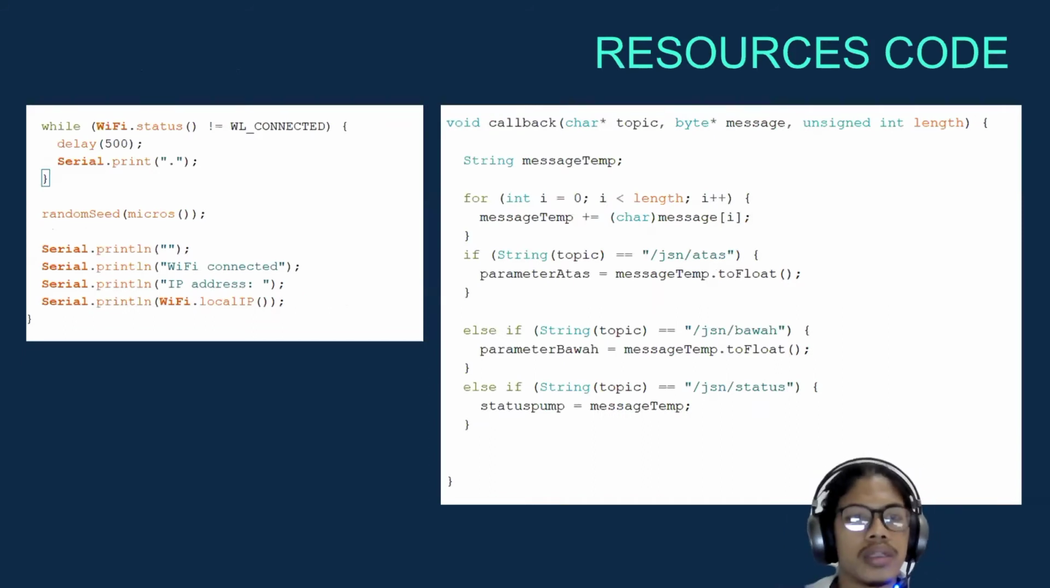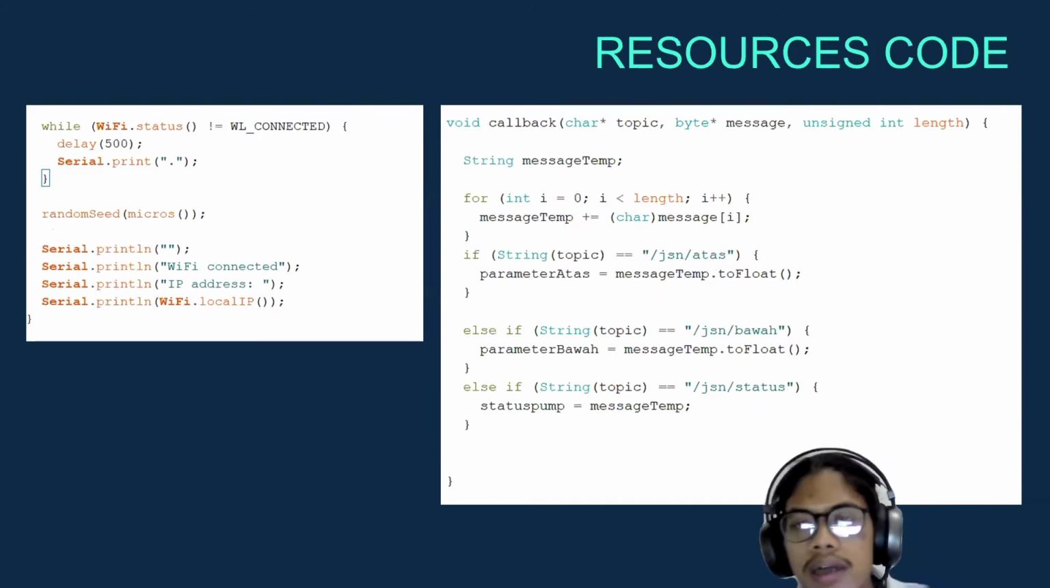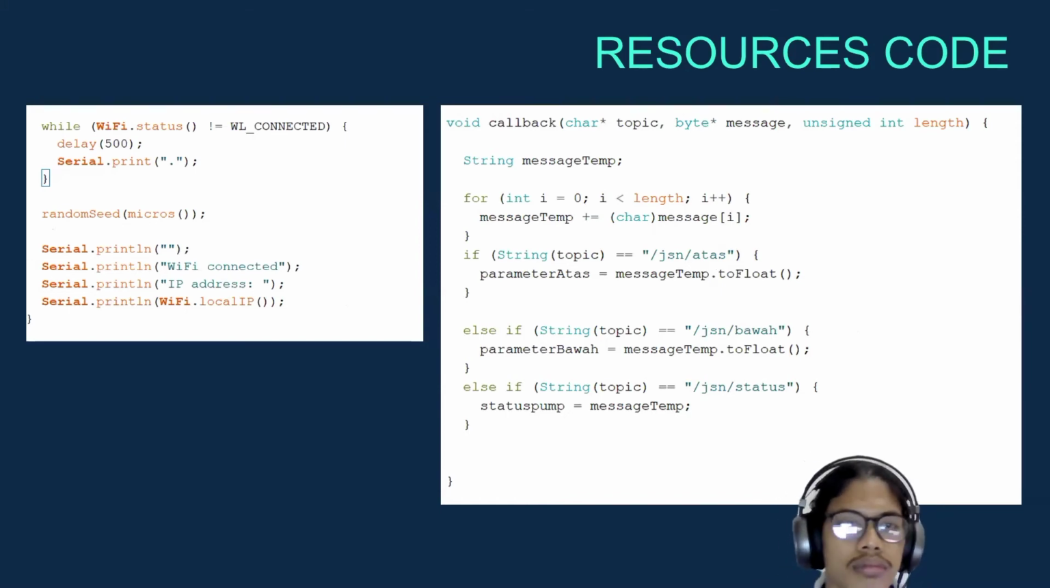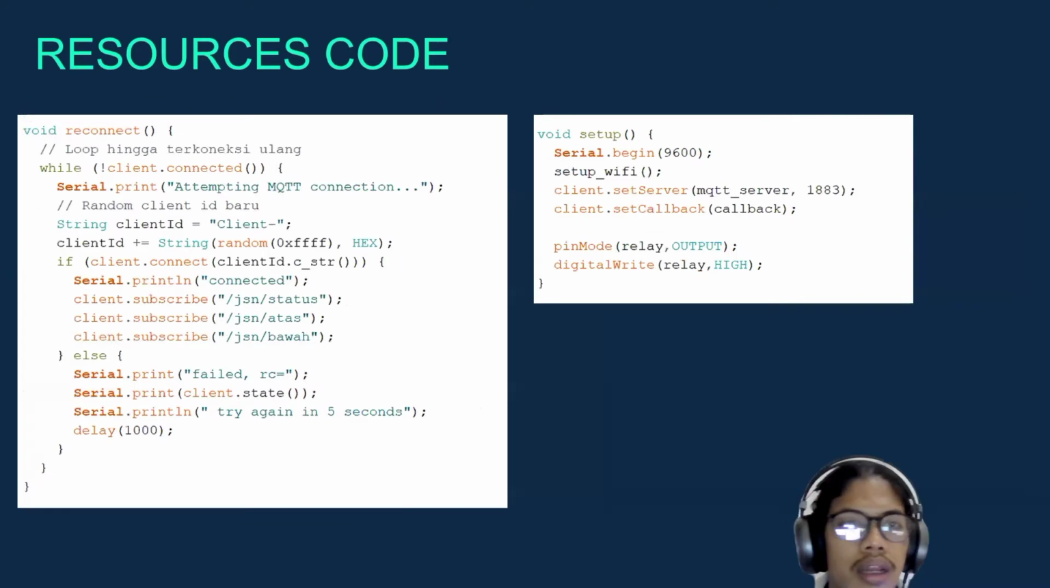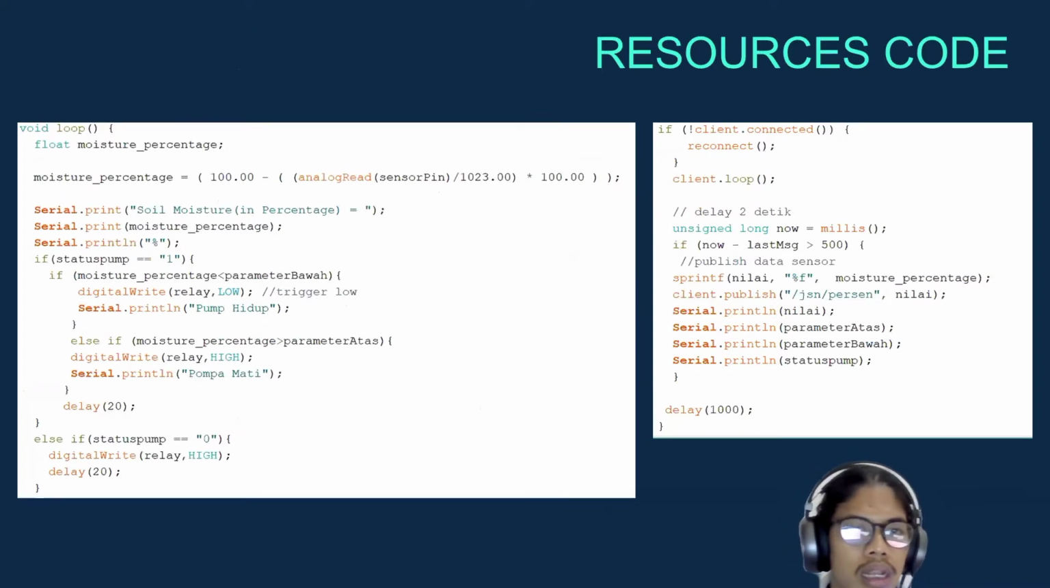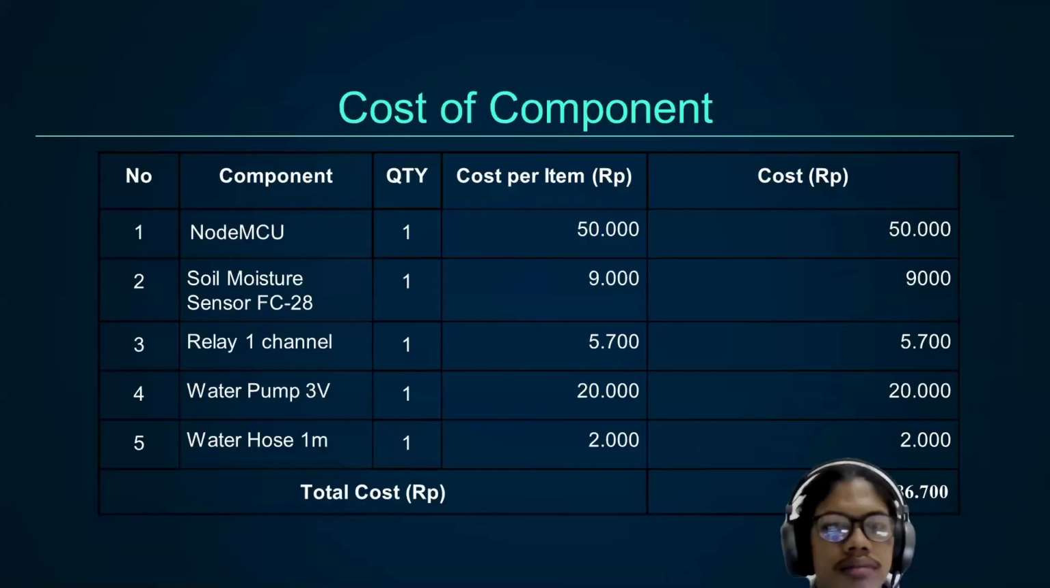After that, we have the function of the subscriber here, and then this is the function of the publisher. The last is the loop of the program. In this loop, we control the water pump with the relay.